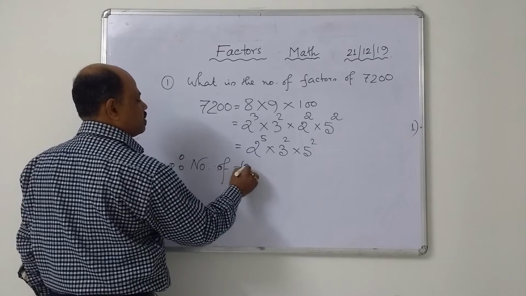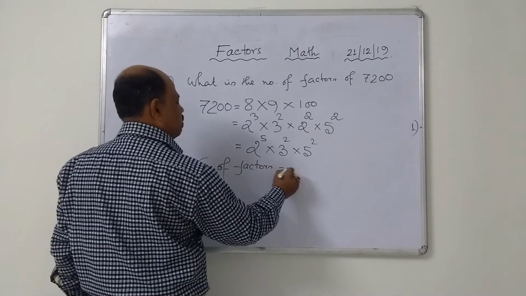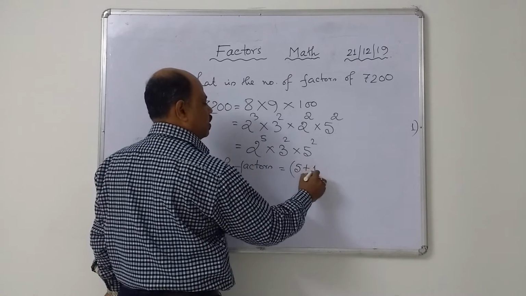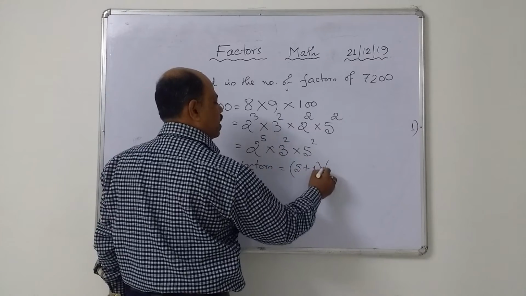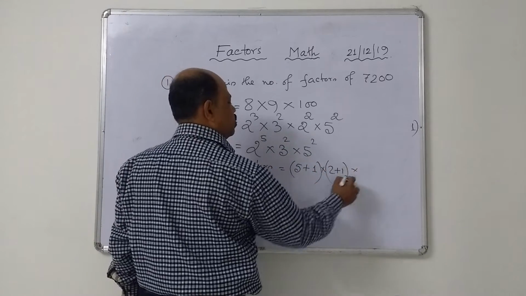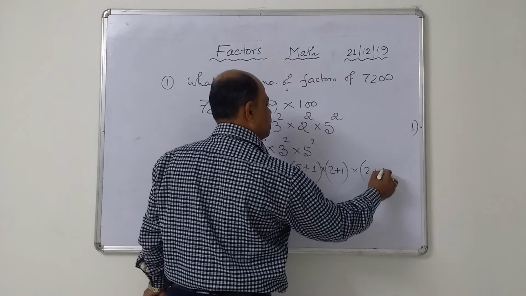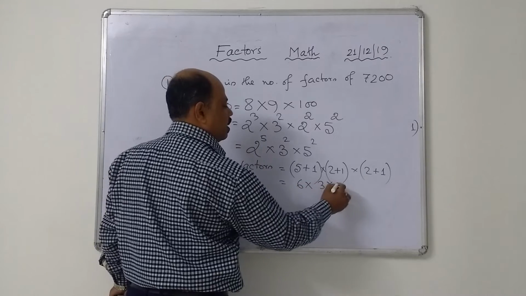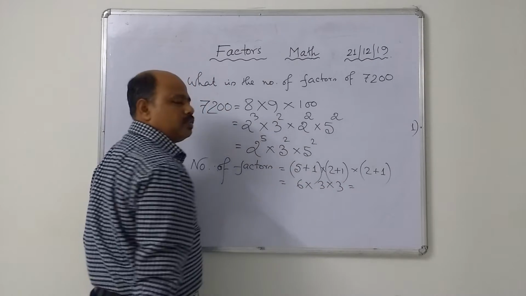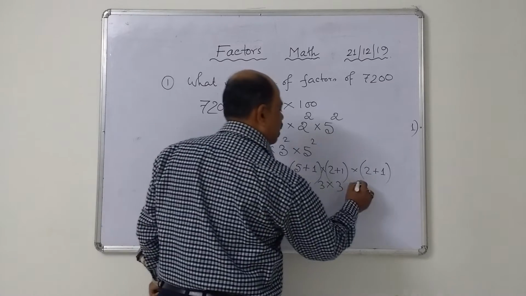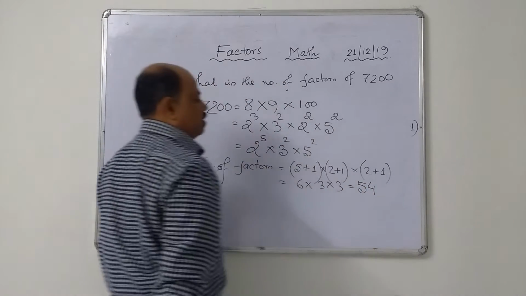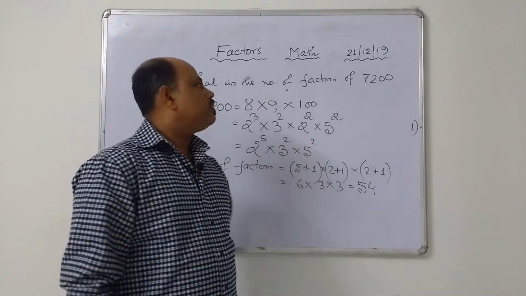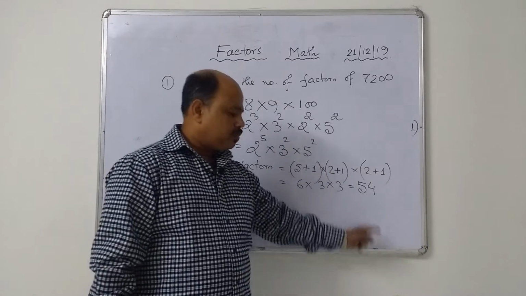Number of factors is equal to first power plus 1, that is 5 plus 1, second power plus 1, into third power plus 1. That is equal to 6 into 3 into 3. 6 3's are 18, into 3's are 54. Therefore, you can get the answer. How many factors does 7200 have? That is equal to 54.